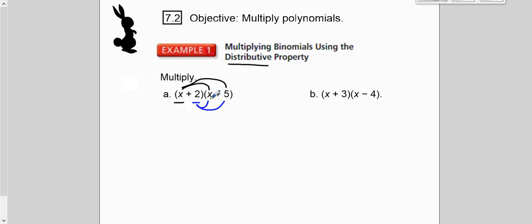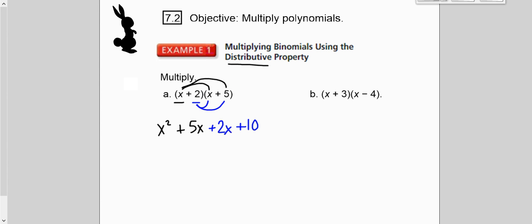X times x is x squared. X times 5 is 5x. Then go to the 2. Now we're distributing the 2. Multiply 2 times x. And 2 times 5. So we did 4 multiplications.